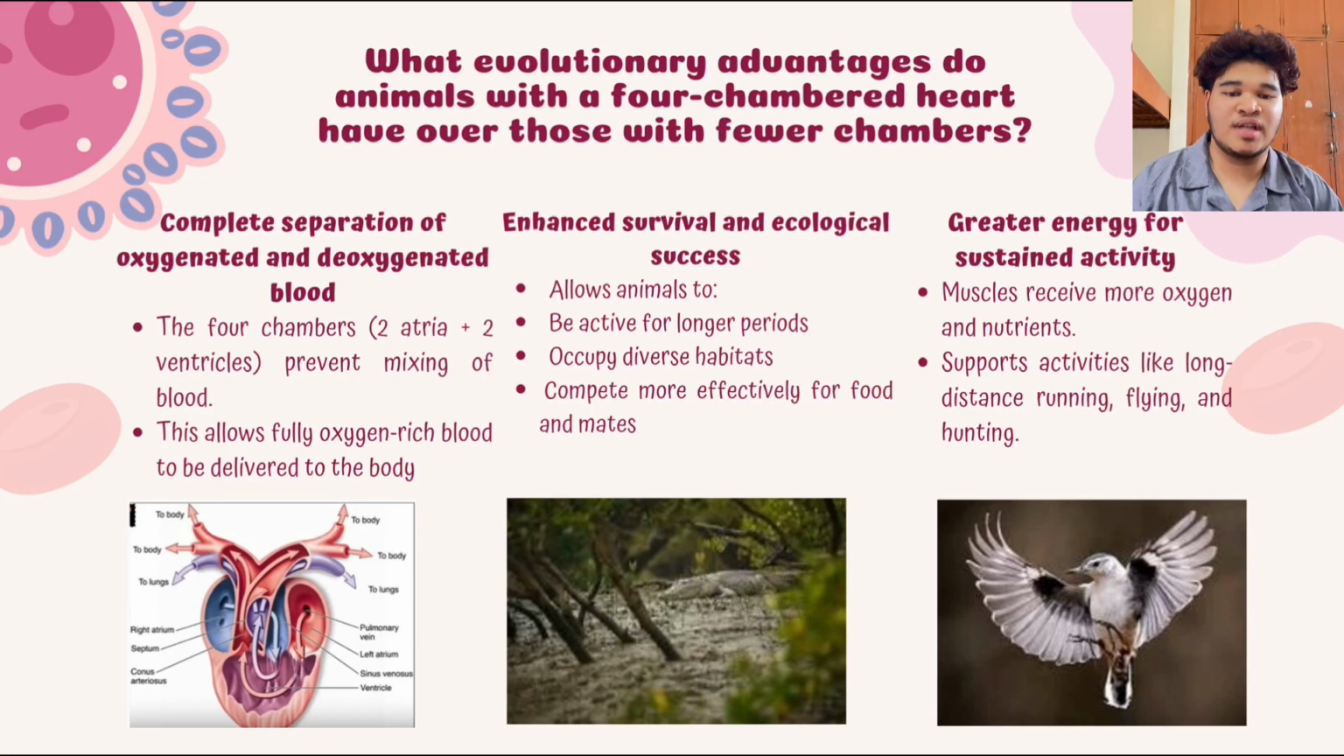Next, I will be answering the question about what evolutionary advantage animals with a 4-chambered heart have over those with fewer chambers. First, complete separation of oxygenated and deoxygenated blood. The 4 chambers, 2 atria and 2 ventricles, prevent mixing of blood. This allows fully oxygen-rich blood to be delivered to the body. Second, enhanced survival and ecological success: it allows animals to be active for longer periods, occupy diverse habitats, and compete more effectively for food and mates. And lastly, greater energy for sustained activity. Muscles receive more oxygen and nutrients, supporting activities like long-distance running, flying, and hunting.